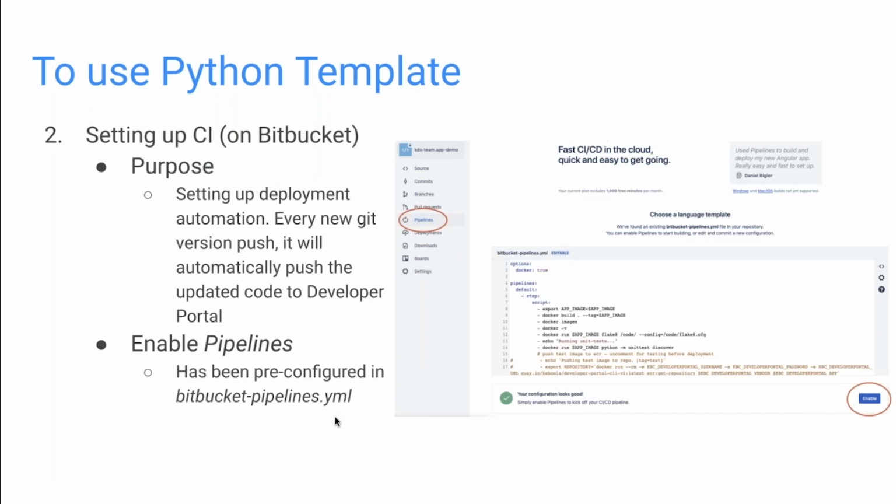Okay, the second step is you need to set up the CI. The tutorials that we provided here are all on Bitbucket, unfortunately, for GitHub or GitLab users. As mentioned, the purpose for this was to set up the deployment automation. So every Git version push will automatically push updated code or versions into the developer portal, same as the descriptions and the configuration schema.